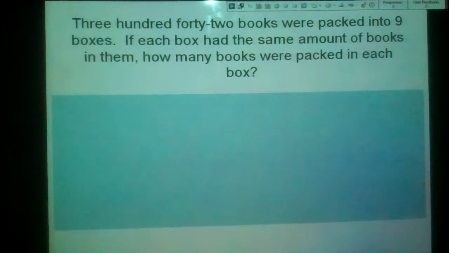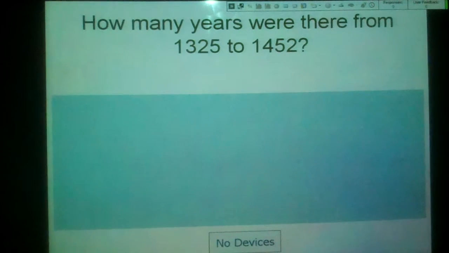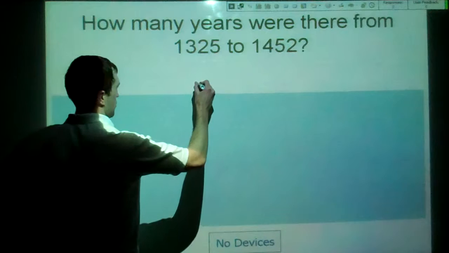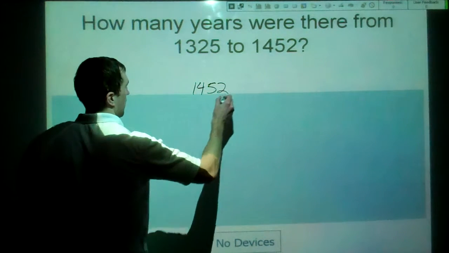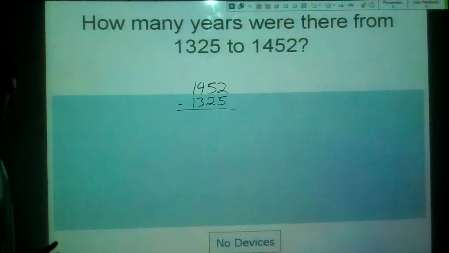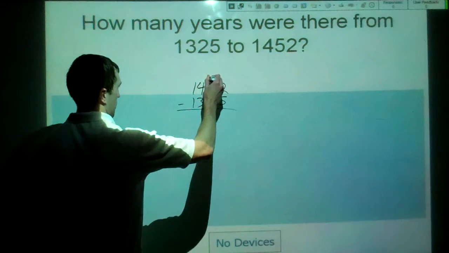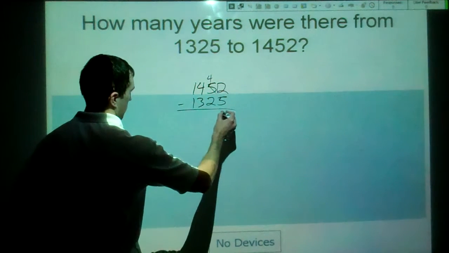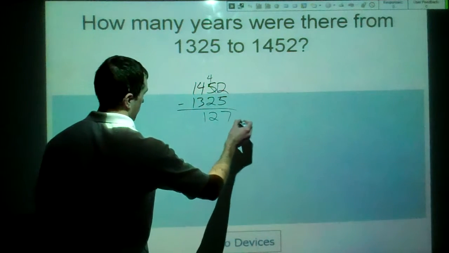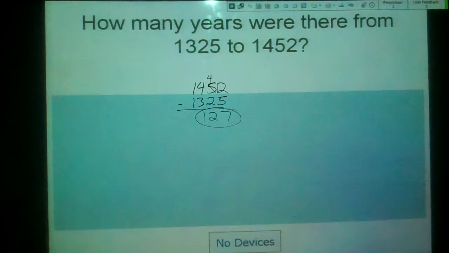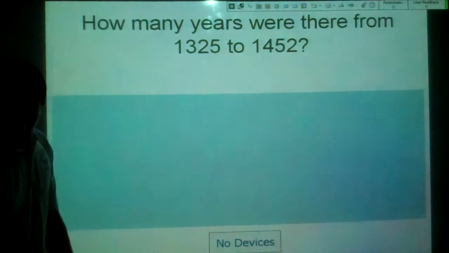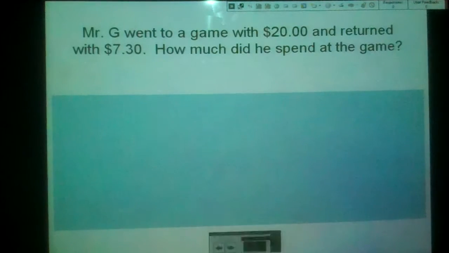Alright, next question. How many years were there from 1325 to 1452? Well, we're looking for the range in between these two. So this would be a subtraction problem. 1452 and 1325. Subtract, we should be able to find the years in between those years. So we're going to cancel this one out so that we can borrow. 12 minus 5 is 7, 4 minus 2 is 2, 4 minus 3 is 1, 1 minus 1 is 0. So 127 years between those 2 years. Okay? And I'm not putting the labels on there, but remember, you want to do that tomorrow. I guess I'll start doing that so we can follow by example here.